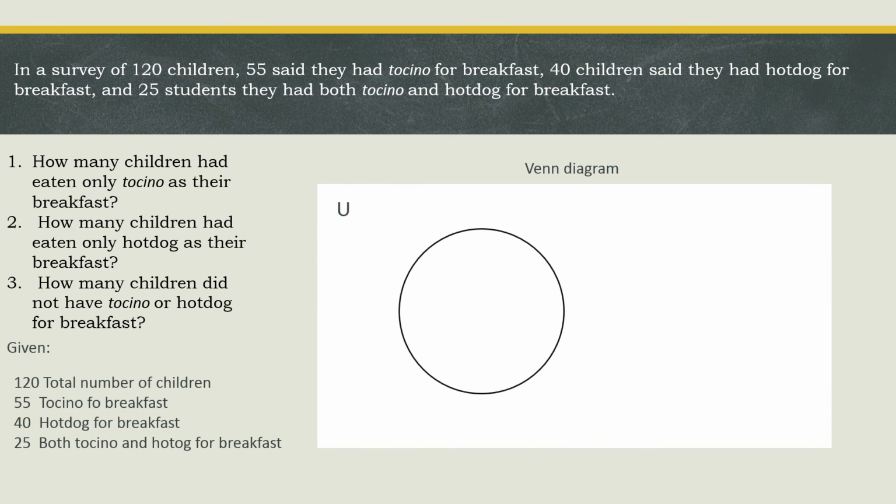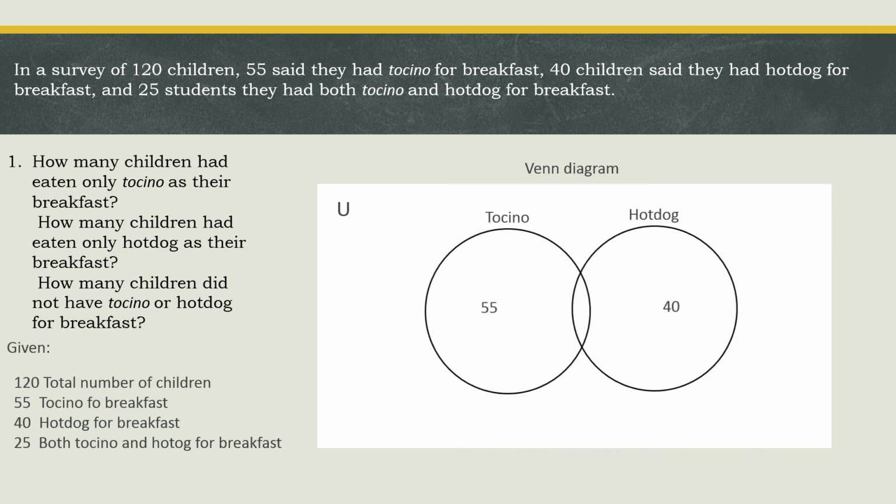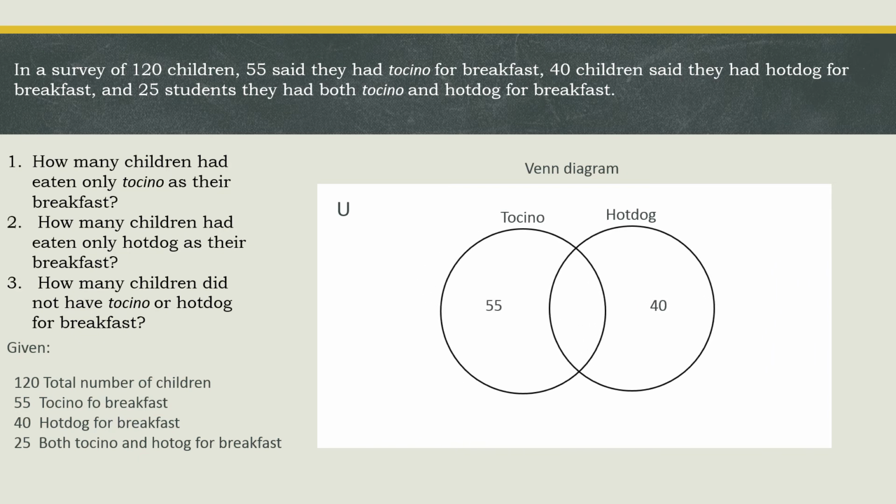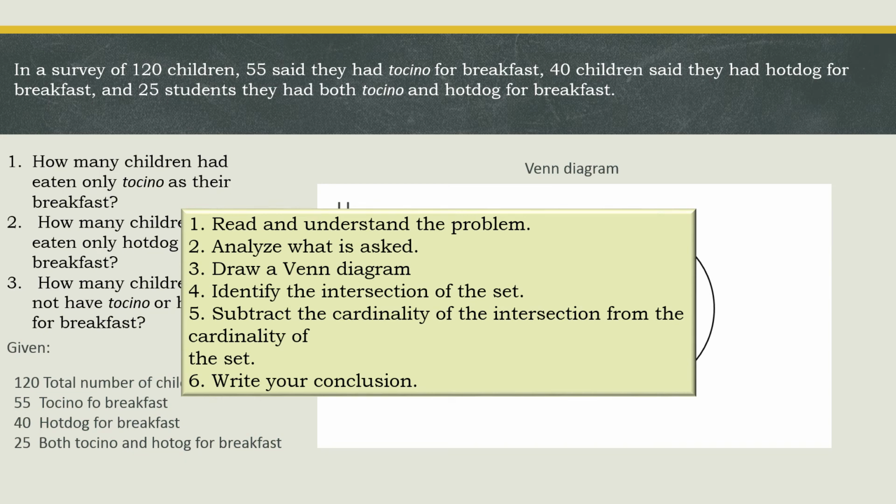So, you draw a tocino lover or eater, which is 55. And you have hot dog eater as 40. Okay. So, asang intersection? Okay. So, this is the portion nga naay intersection. Pila ka book sa intersection? Okay. This is now identifying intersection.